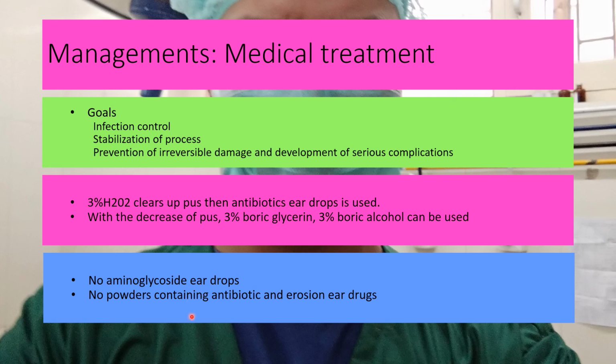Remember, aminoglycosides have three side effects: neurotoxicity, ototoxicity, and neuromuscular blockade. These are the complications of aminoglycosides. They may damage the nerves supplying the ear, cause ototoxicity, and may lead to sensorineural hearing loss. No powders containing antibiotic and no erosive ear drugs. Don't give ototoxic drugs.